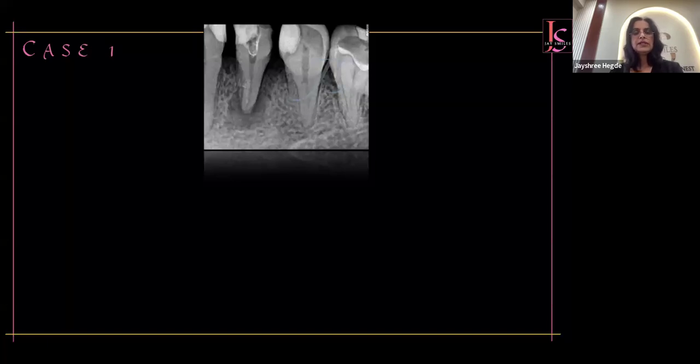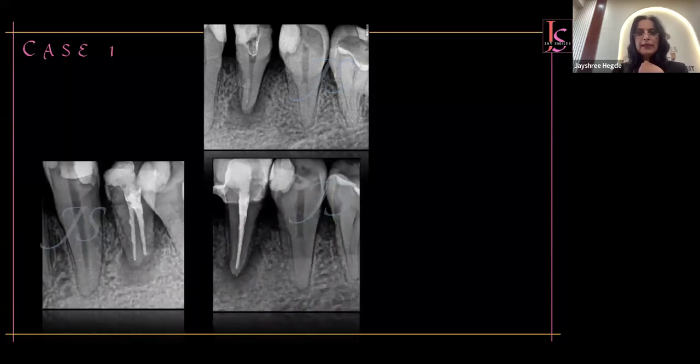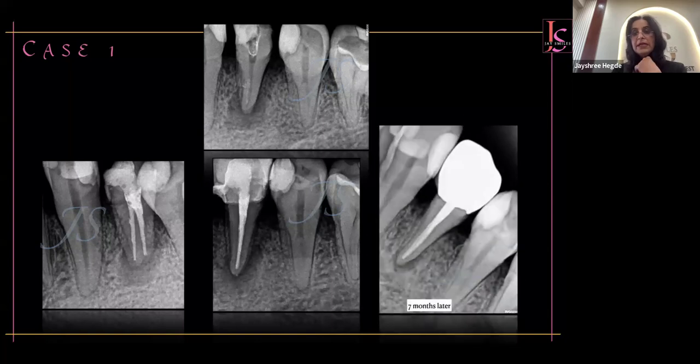The angulation doesn't show you the second canal, but the obturation shows you the second canal. It's the angulation of the radiograph, and you can still see good bone loss. This is sequential. Then the patient comes for a follow-up, and 7 months later, the tooth is completely firm.